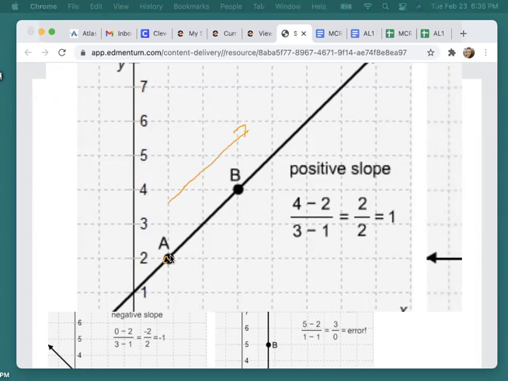And you pick 2 points, so like point A and point B. It even looks like there's a point right here, which is like up 1 over 1, up 1 over 1. So the slope is 1.